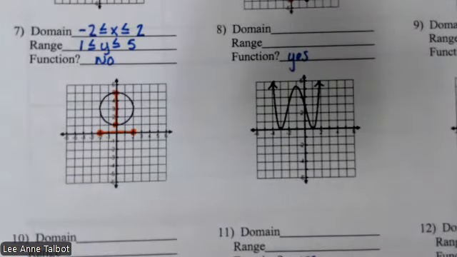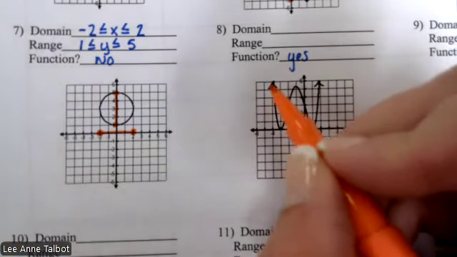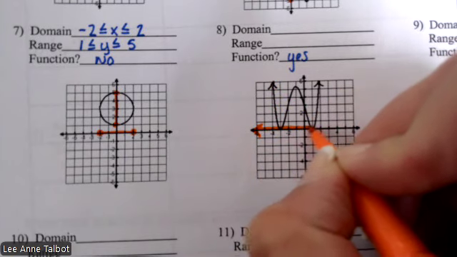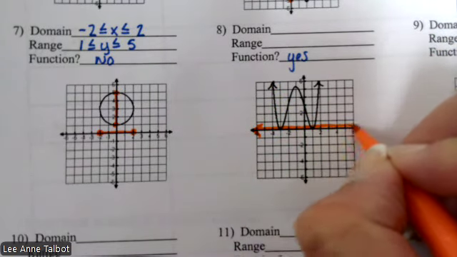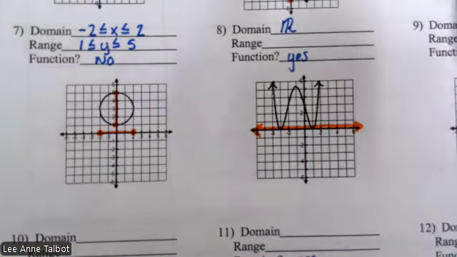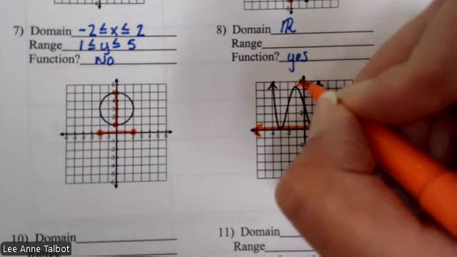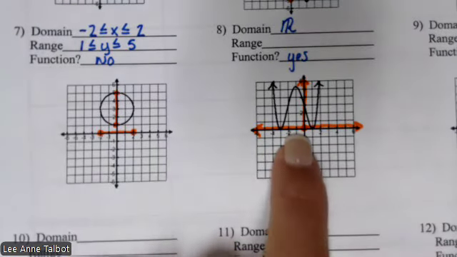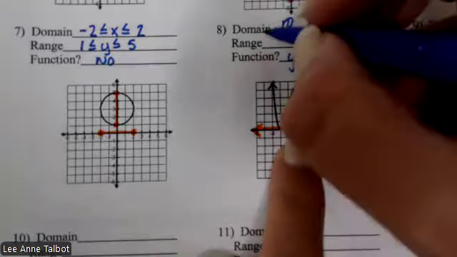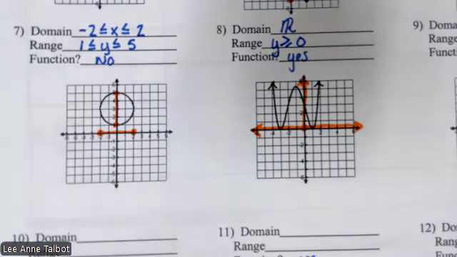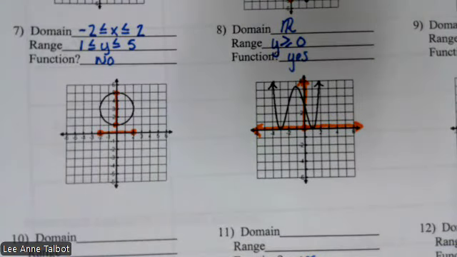Okay, number 8. This looks like it's going to go vertical. I promise you it's not. It's going to go forever to the left. And this looks like it's going to go vertical, but it's not. It's going to go forever to the right. I have arrows going forever up, and then the graph comes down, and the bottom is right here. That is a ray. Y is greater than or equal to 0 because the arrow is going up.